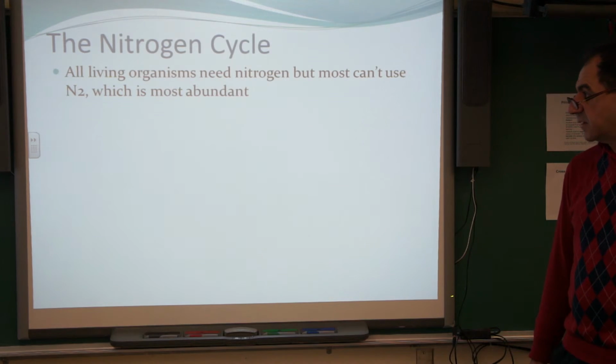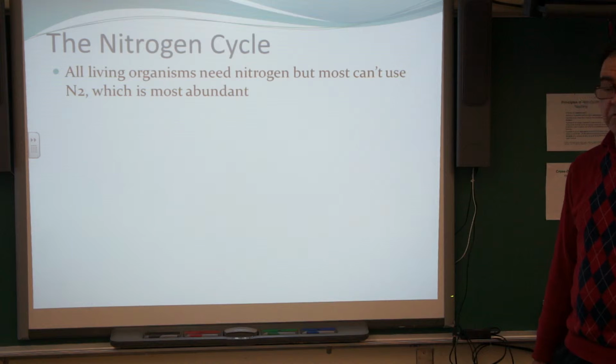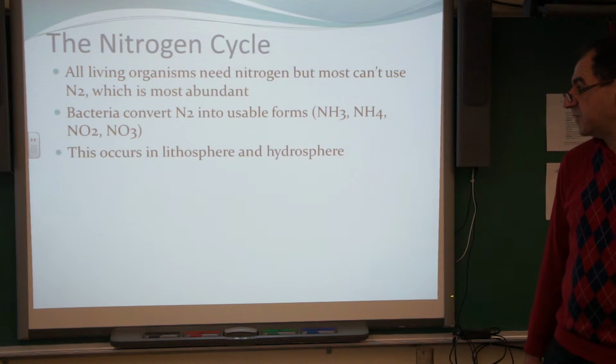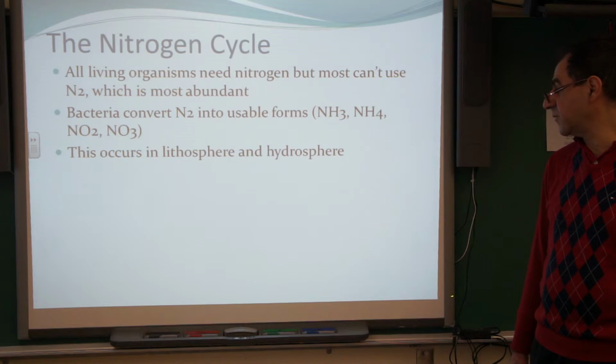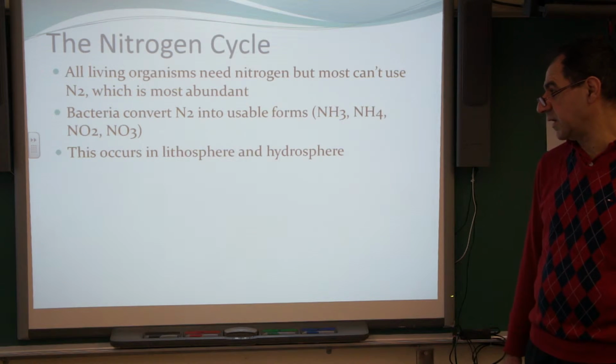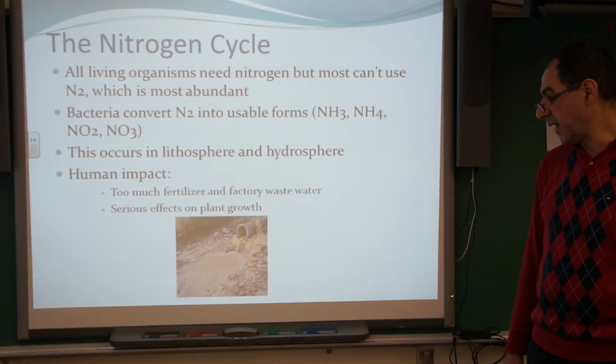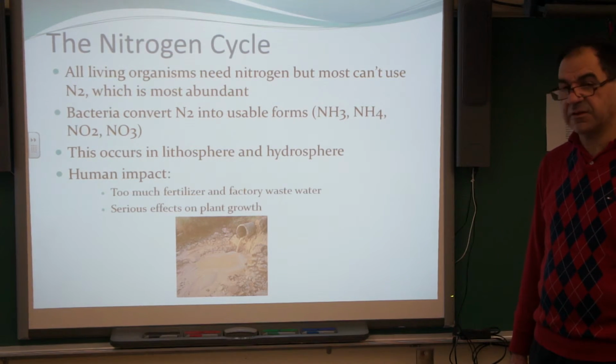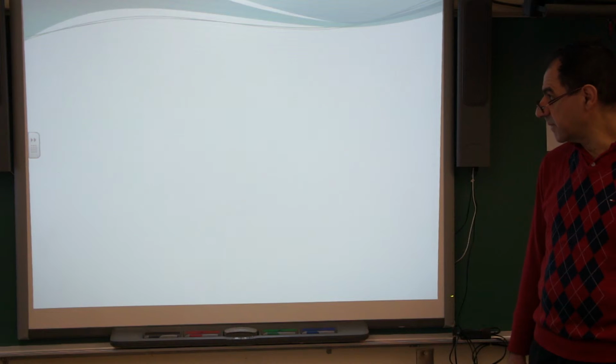Now the nitrogen cycle. All living organisms need nitrogen, but most can't use N2, which is the most abundant. The bacteria convert N2 into usable forms, NH3, NH4, NO2, and NO3, which occurs in the lithosphere and the hydrosphere. The human impact: too much fertilizer and factory wastewater has serious effects on plant growth.